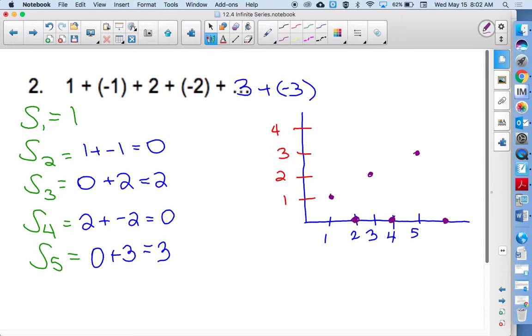So would you say that this series has a sum? Does it look like those numbers are getting closer to the same value? No.